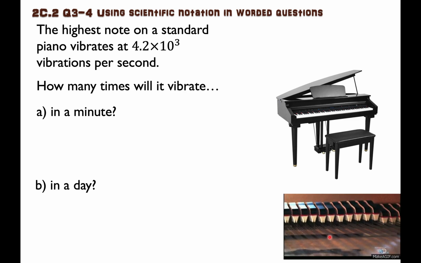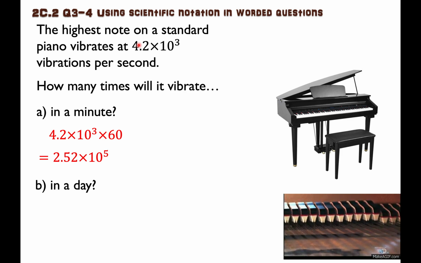So if it was vibrating that fast, how many times would it vibrate in a minute? Well, this is how many times it vibrates in 1 second. There are 60 seconds in a minute, so in a minute, it will do this 60 times. So just multiply it by 60. Now, if you have a calculator, you can just pop that in your calculator and you'll have your answer.